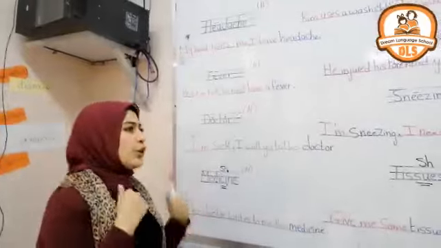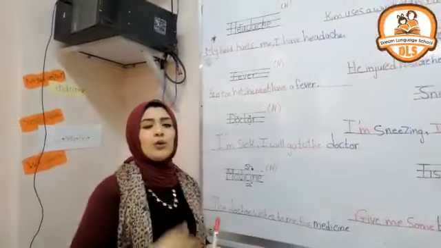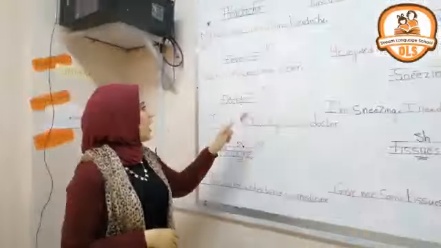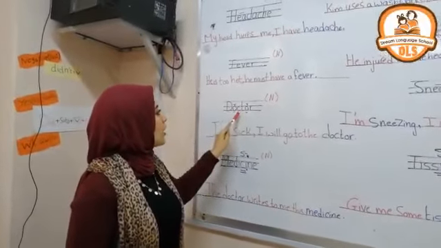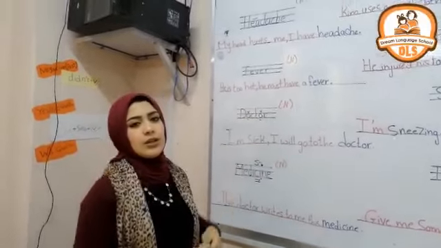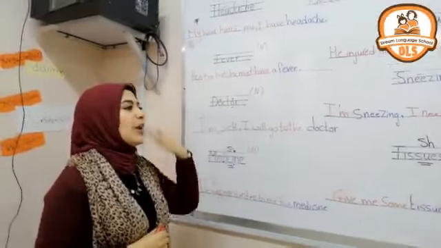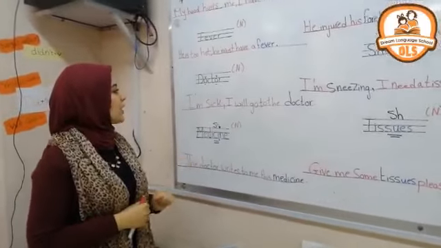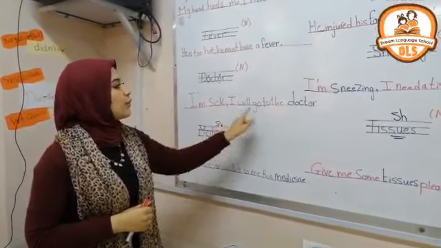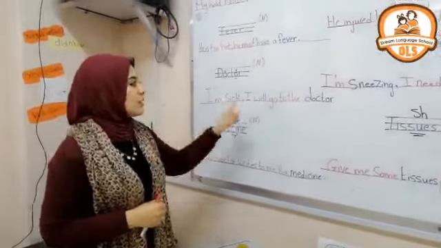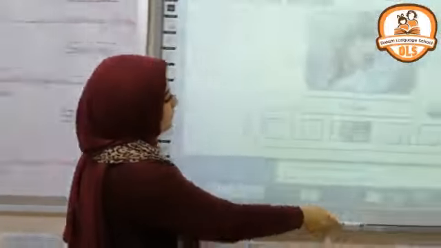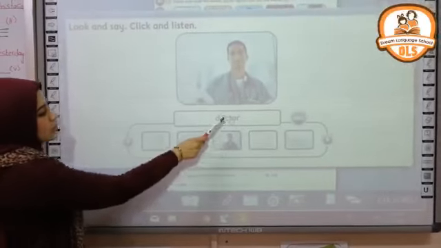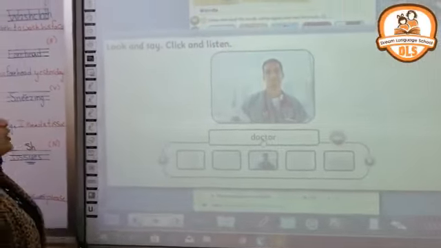When I have a fever or an earache or headache or stomachache, I should go and visit the doctor. Doctor, short O. So when I am sick and I have any pain in my ear or head, I should go to the doctor. I'm sick, I will go to the doctor. Let's listen to doctor.